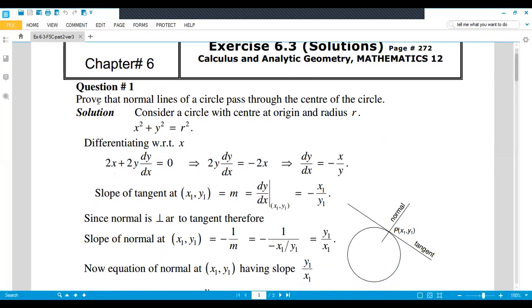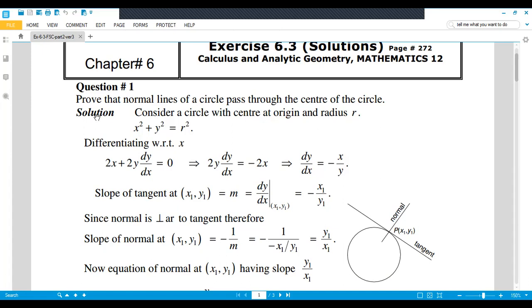First question is, prove that normal lines of a circle pass through the center of the circle. This question is just like a theorem. So what we have to prove is that any normal line of a circle passes through the center of the circle.